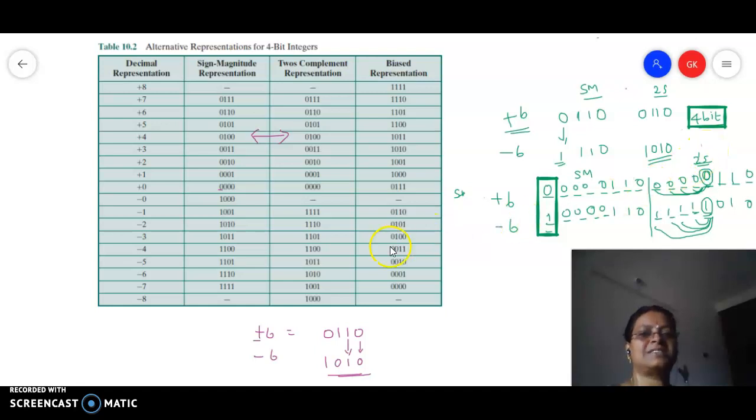Now we have just discussed how numbers are represented in sign magnitude representation and 2's complement representation, and we have also learned how to extend the sign bit.